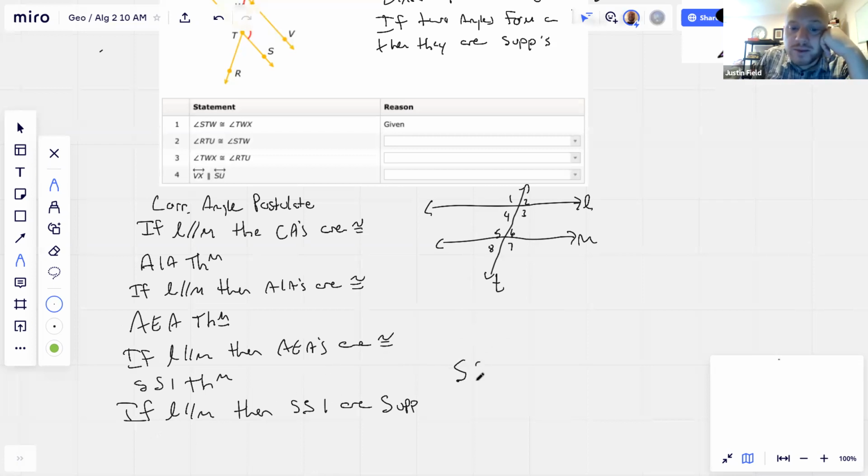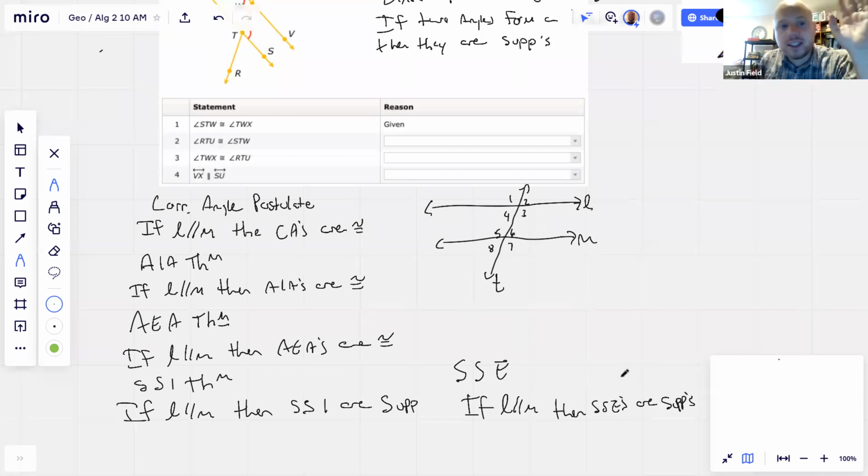And the last one, the SSE. Same thing with SSEs, same side exterior angles. If L is parallel to M, then SSEs are supplementary.